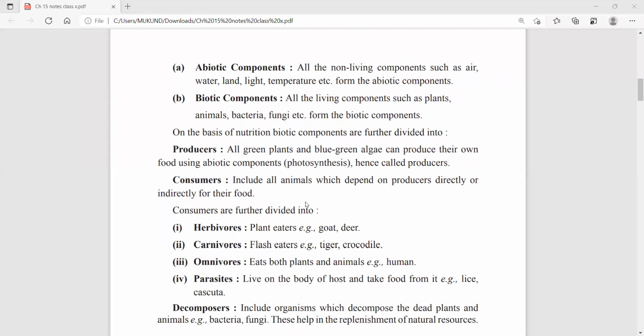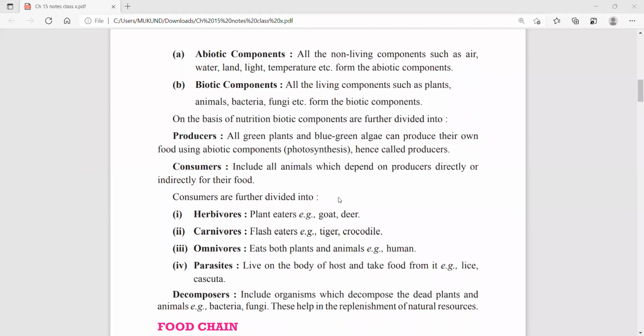Decomposers decompose dead plants and animals into organic material. For example, microorganisms convert dead plants and animals: bacteria, fungi. Most of the time bacteria are there; fungi are very few varieties which become decomposers, right? These help in the replenishment of natural resources because they are decomposing dead plants and animals.